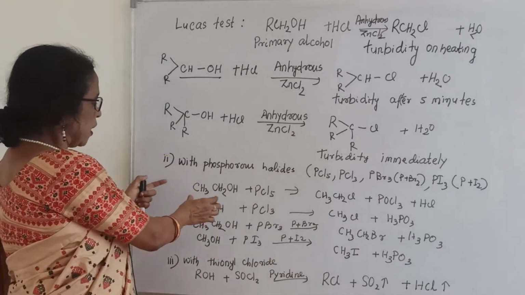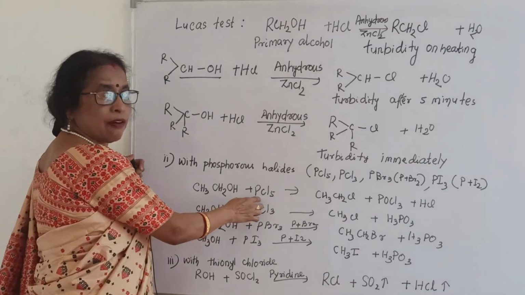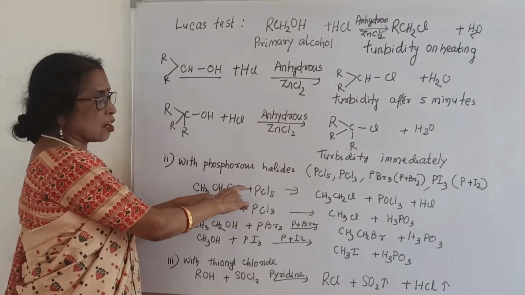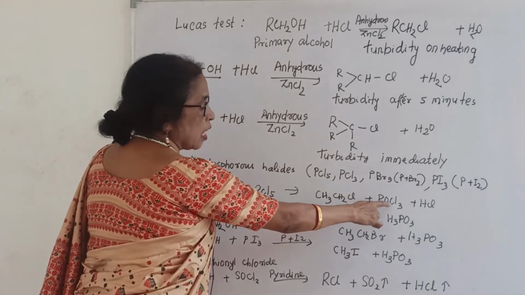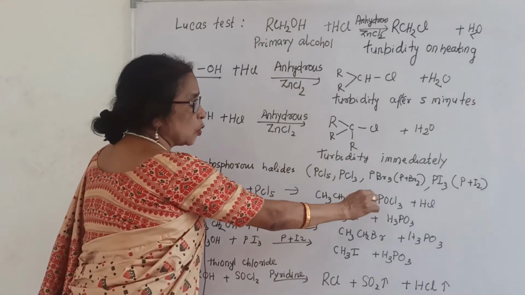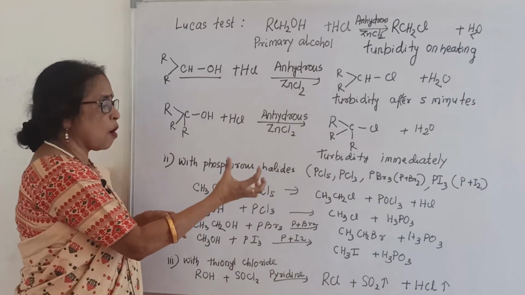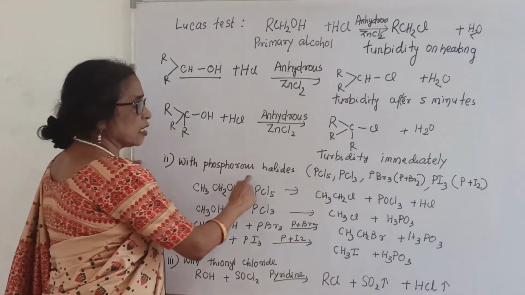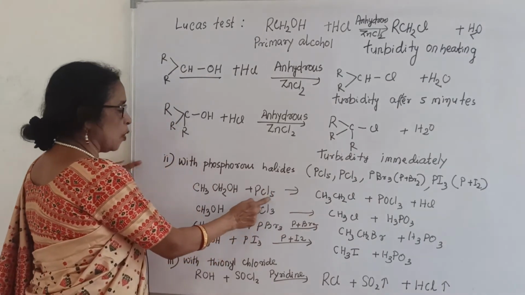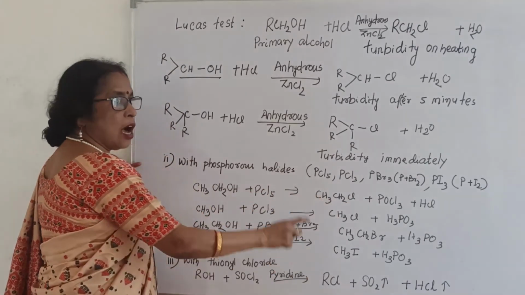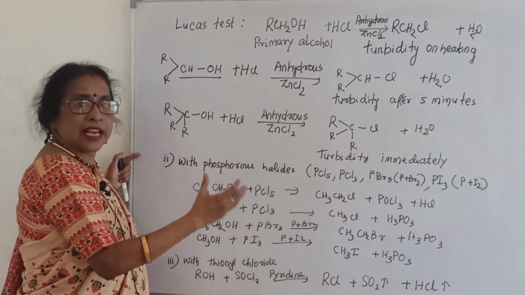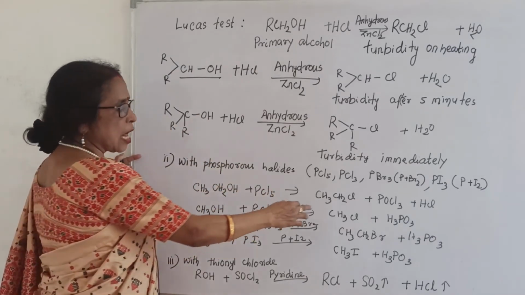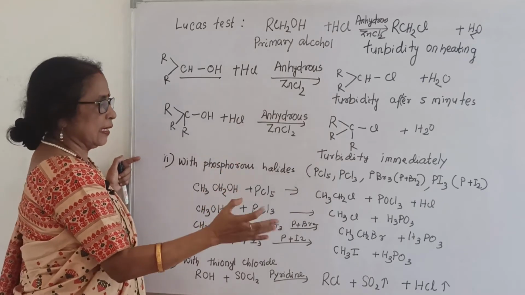Now you see, if you take alcohol and PCl5, it gives the corresponding halide, and the oxygen goes to phosphorus and chlorine and exists as a compound called phosphorus oxychloride. That means this oxygen comes here and the chlorine is attached here, that is called ethyl chloride, or you can say chloroethane, a 2 carbon ethane.